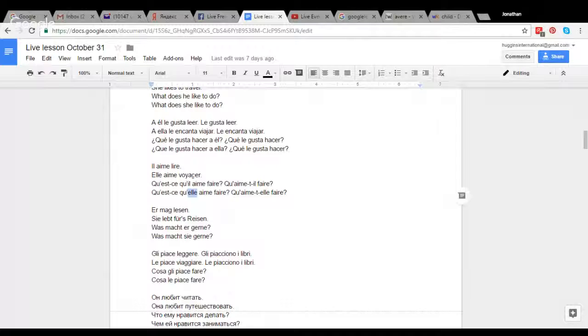And I could say, okay, mon frère aime lire, mon frère aime voyager, or I could use ma sœur aime voyager, ma sœur aime écrire, she likes to write. So I could switch out any of these verbs. I could put that after the M for what they like to do, or what he or she likes to do. Okay.